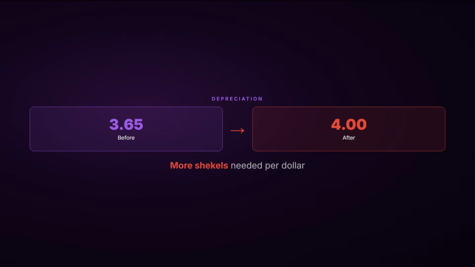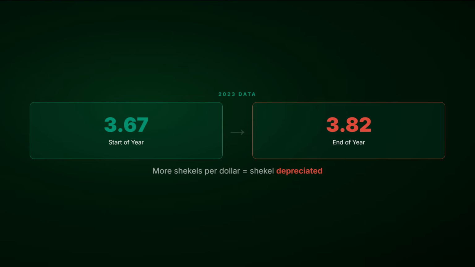Okay, so we get it. Currencies go up, they go down. But the next logical question is, by how much? Let's get practical and look at a real-world example to see how you can actually calculate this stuff. So let's look at 2023. At the very beginning of the year, $1 would have cost you 3.67 shekels. Fast forward to the end of the year, and that same dollar now costs 3.82 shekels. Right away, you can see it's taking more shekels to buy a dollar. So we already know the direction, right? The shekel depreciated.